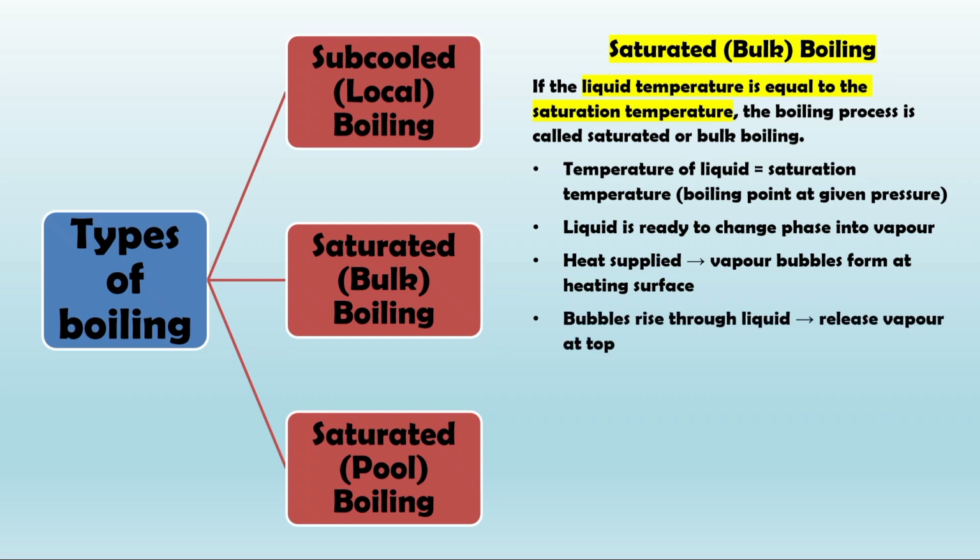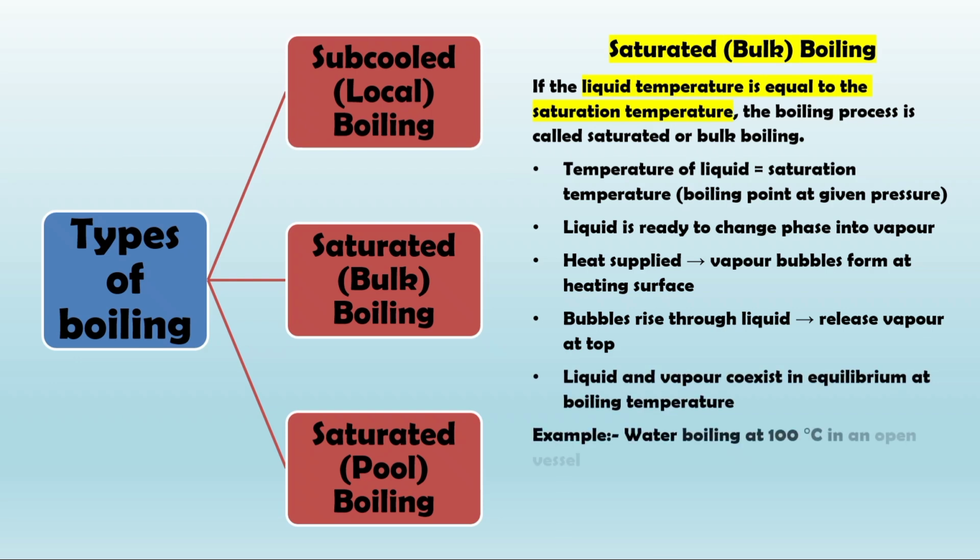These bubbles rise through the liquid and usually reach the top surface and then release vapor into the vapor space. Thus, the liquid and vapor exist together in equilibrium at the boiling temperature. An example of this boiling is water boiling at 100 degrees Celsius in an open vessel at atmospheric pressure. At this temperature, bubbles rise and escape as steam.